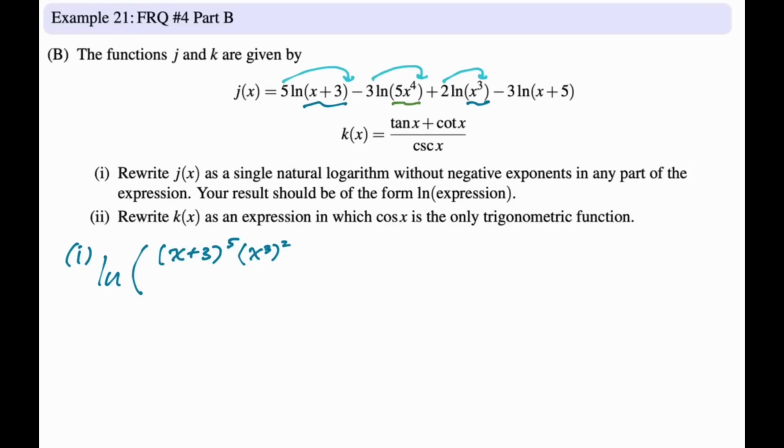This will go in the denominator because of the minus, so we have the quantity 5x to the 4th cubed. So make sure you use your parentheses there. And then this will go in the denominator as well. So the quantity x plus 5 cubed in the denominator. Now we look at it and we have x cubed squared, which is x to the 6th. And we have the quantity 5x to the 4th cubed, which is 125x to the 12th.